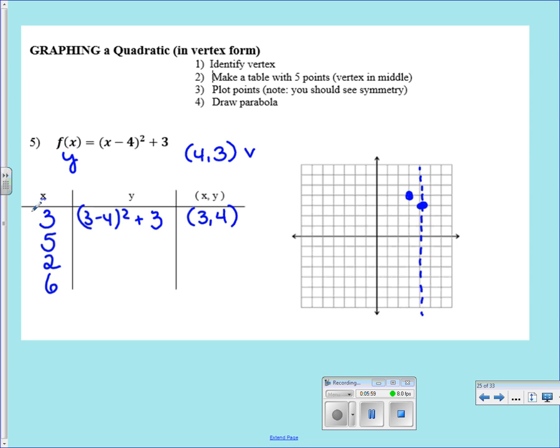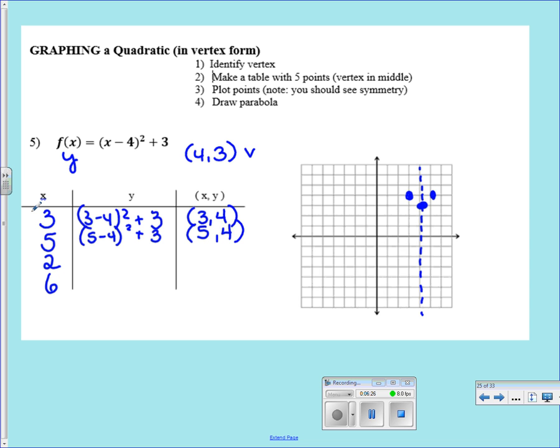Next, put in 5. Now, technically, I don't have to put in 5 if you remember your symmetry, because if you go 1 to the right and 1 to the left, by using symmetry we're going to get the same y coordinate as the one before. And you can double check your math. 5 minus 4 would be 1. 1 squared is 1. 1 plus 3 is 4. So again, a parabola is symmetric, so you can get values on either side.